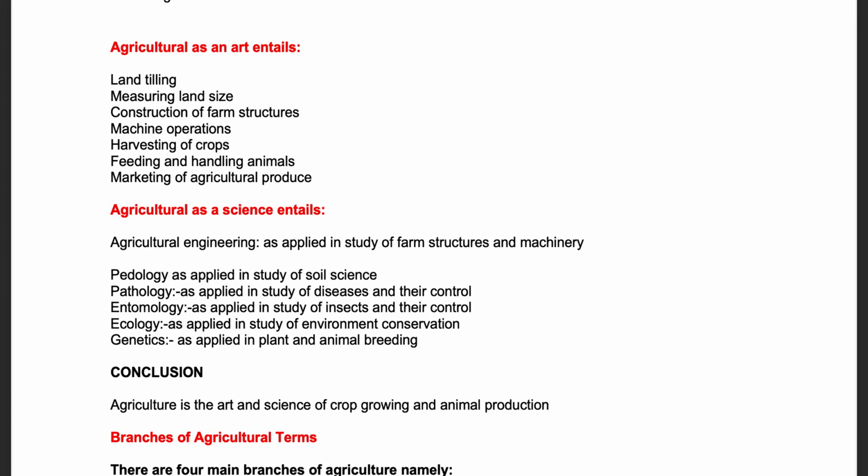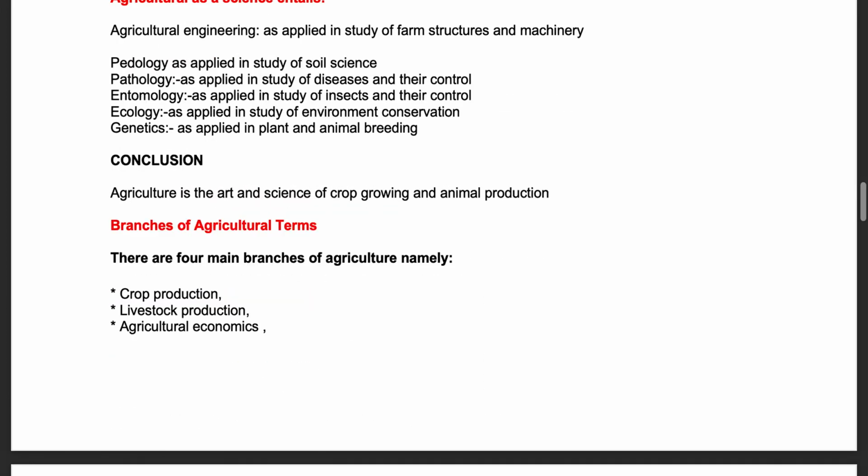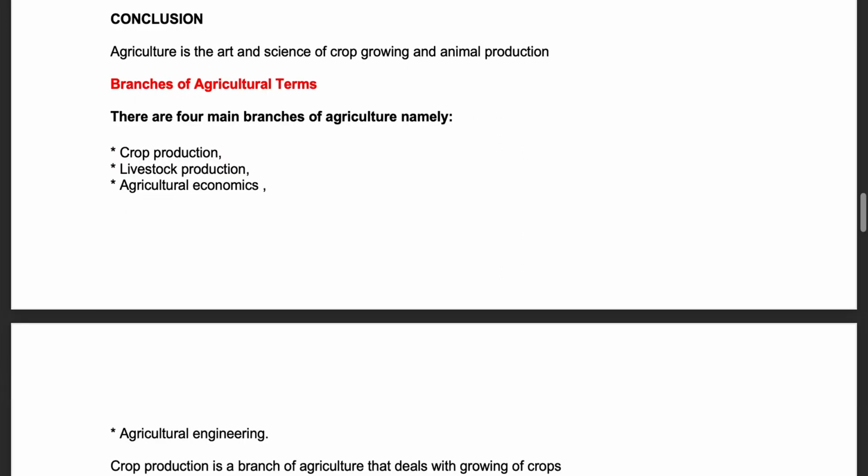Agriculture as a science entails agricultural engineering, as applied in the study of farm structures and machinery. Pedology, as applied in the study of soil science. Pathology, as applied in the study of diseases and their control. Entomology, as applied in the study of insects and their control. Ecology, as applied in the study of environment conservation. Genetics, as applied in plant and animal breeding. Conclusion: agriculture is the art and science of crop growing and animal production.